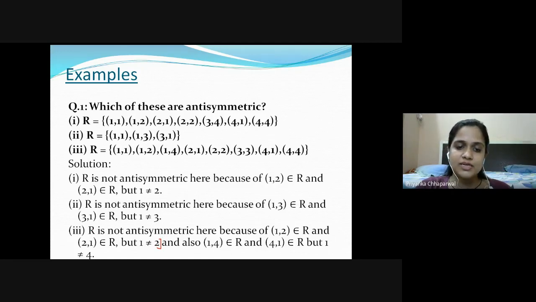So it is one condition. I am also writing it here. See, (1, 4) belongs to R, (4, 1) belongs to R, but 1 is not equal to 4. So it is not an antisymmetric relation. So here we see many relations, like (2, 2), (2, 1), (1, 4). These are the examples and the reason that it is not an antisymmetric relation.